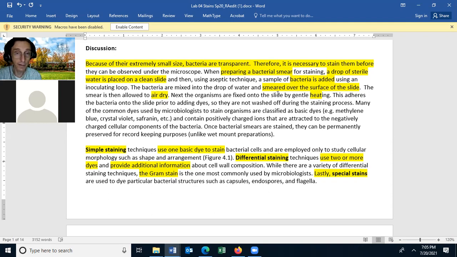You then allow the slide to air dry, and then you heat fix it. The air drying and heat fixing step allow the bacteria to stick to the glass. Otherwise, without those 2 steps, the cells, the bacteria, would wash off the slide in a washing step, and most staining procedures have a washing step.